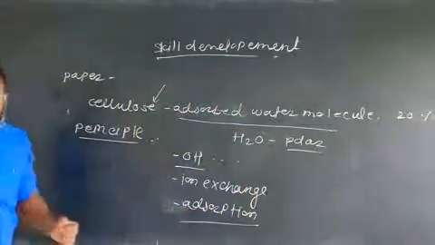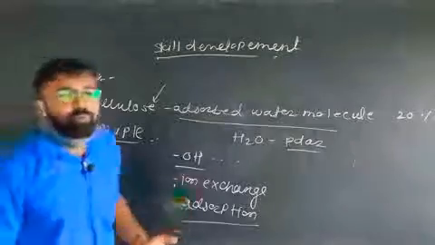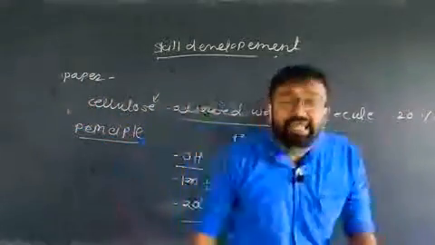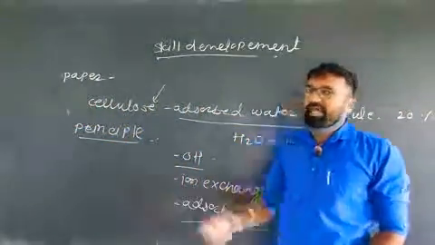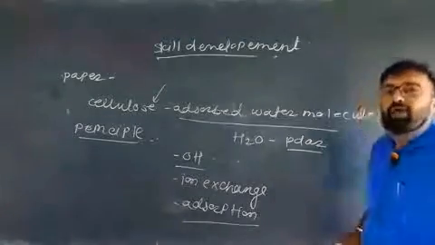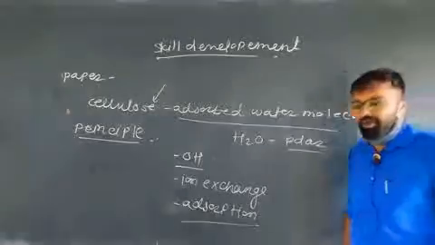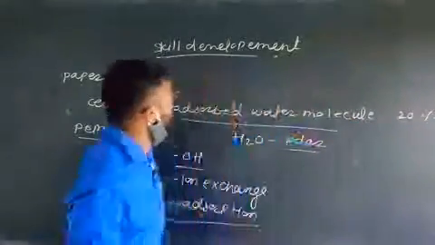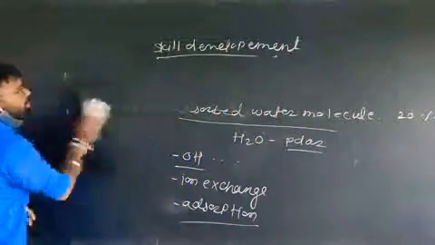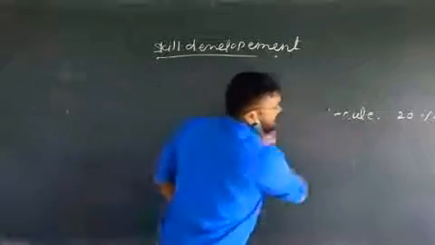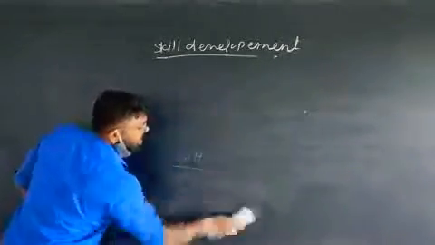Paper chromatography has types: ascending paper chromatography or descending paper chromatography. We will discuss them later, right? Again, 2-dimensional paper chromatography and 3-dimensional paper chromatography. These are the different types or different techniques of paper chromatography. Now the next point related to paper chromatography is the stationary phase.